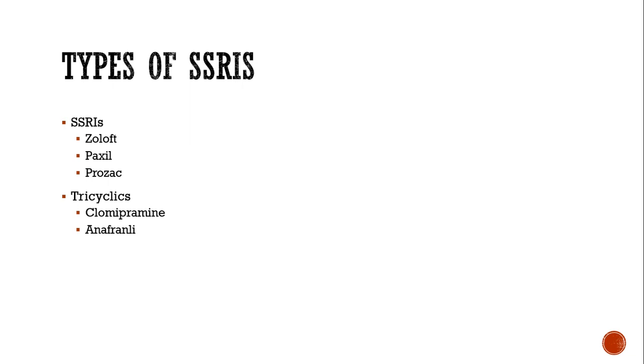Okay, and then there are types of SSRIs, so there are some names, and then of course the tricyclics. So tricyclics focus on both serotonin and the neurotransmitter noradrenaline as well, so you can talk about both of those.